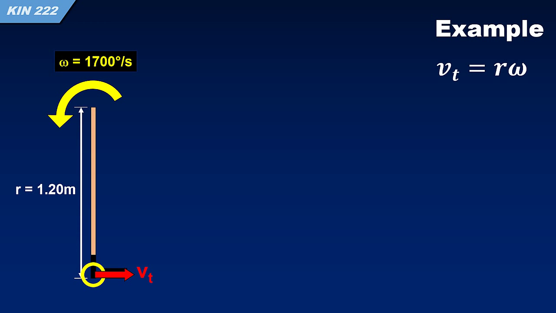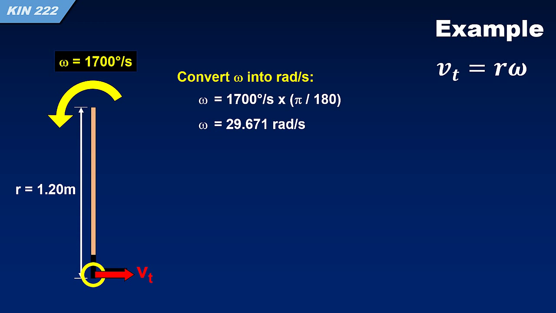And so that formula says we just take the radius and multiply it by the angular velocity. But in this case, the angular velocity is in degrees per second, and we can't use that in the formula the way it is. So we need to convert the angular velocity into radians per second. And like we've seen in previous videos, there are a number of different ways to do that. I always like to multiply by pi over 180. So we'll take 1700 degrees per second multiplied by pi over 180, which gets us about 29.7 radians per second. So that's the angular velocity of the stick in radians per second.